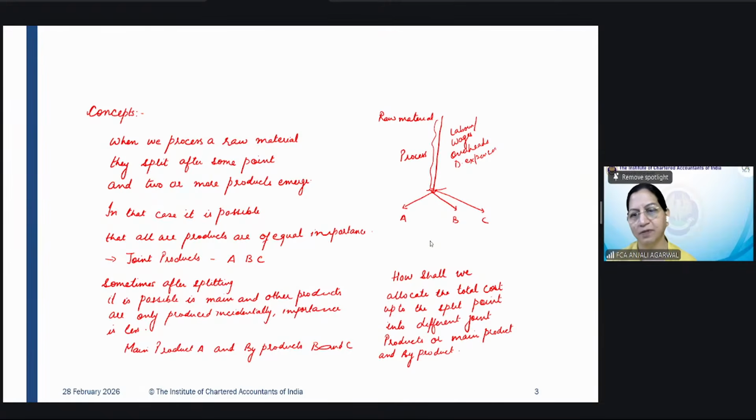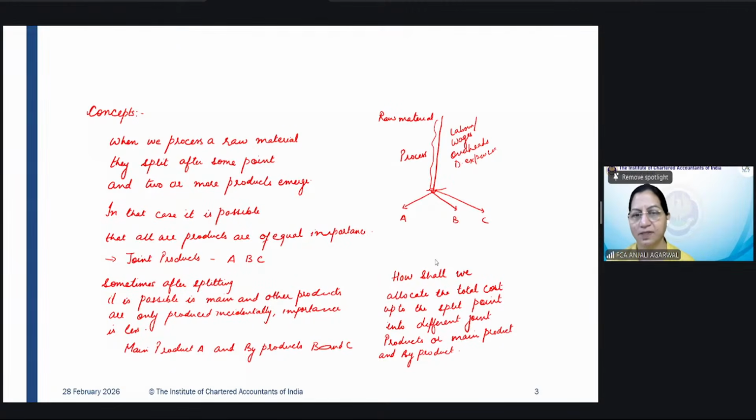So the whole chapter talks about how this total cost will be segregated, allocated or apportioned between products A, B, and C, where A, B, C can all be main products, so they will be called joint products, or one of them is a main product and the other is a byproduct. In real life, yes, very much, but in exam, you don't have to worry, you will be told what you have to do.